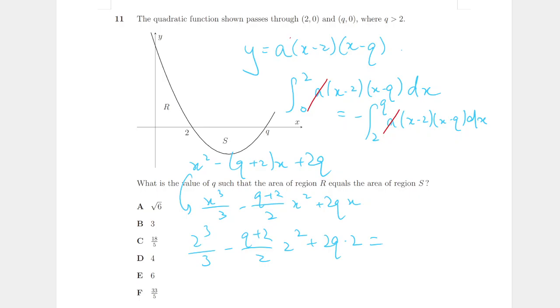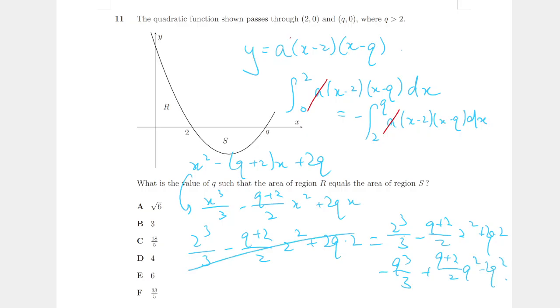But then there's a negative in front. So it becomes, when you sub in 2, minus you sub in q, right? So you sub in 2, same as the left hand side, that's what I want to say. And then minus, you sub in q. So minus q cubed over 3 plus (q plus 2) over 2 times q squared minus 2q squared. Okay, so when you sub in 2, it cancels.